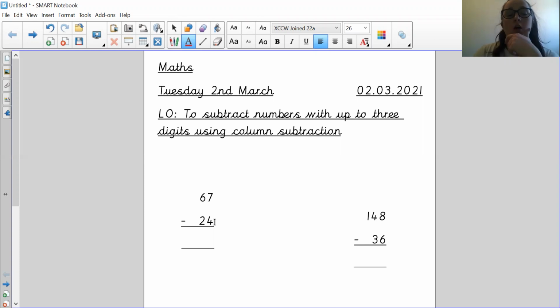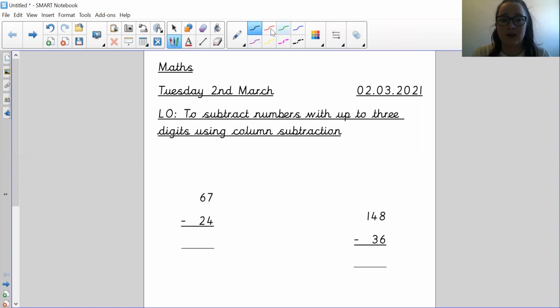The first one is 67 subtract 24. Yesterday we always started on the right hand side looking at the ones, and we're going to do the exact same again today. First of all, we add the column headings. Here we've got the tens, here we've got the ones, and we look at the ones first. So 7 subtract 4. Get 7 fingers and subtract 4. 1, 2, 3, 4. My answer is 3.